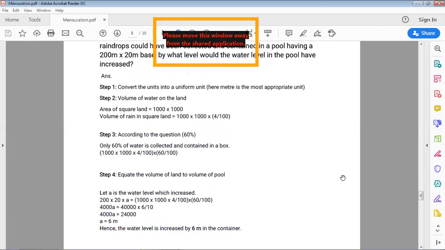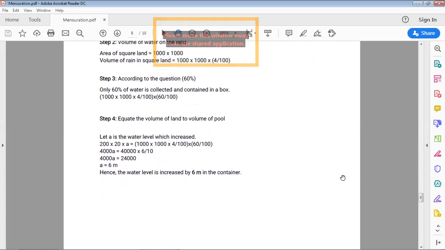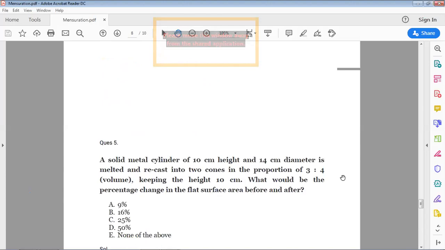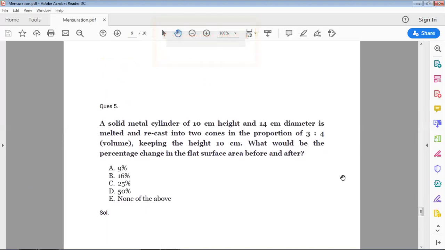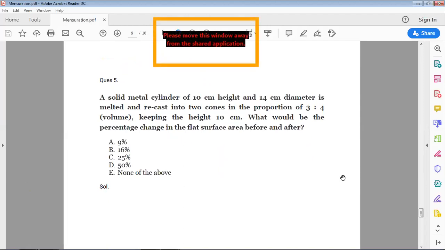Okay, then I will move forward with the next question. And this one is one of the most important questions. Let's see who can solve it. Okay, so here is the question. I'll give you guys 2 minutes to solve this question. And hopefully, some of you can solve this one.